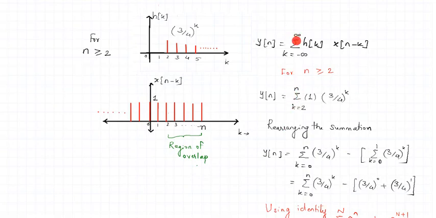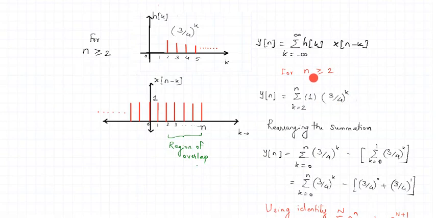So in the convolution equation, which goes from minus infinity to plus infinity, for the case n greater than or equal to 2, let us modify the limit with the region of overlap. K goes from 2 to n. Let us substitute the magnitudes of h of k and x of n minus k. H of k is 3 by 4 raised to k, whereas x of n minus k is 1.